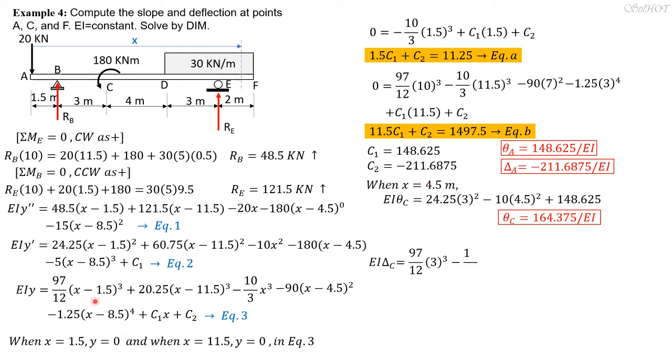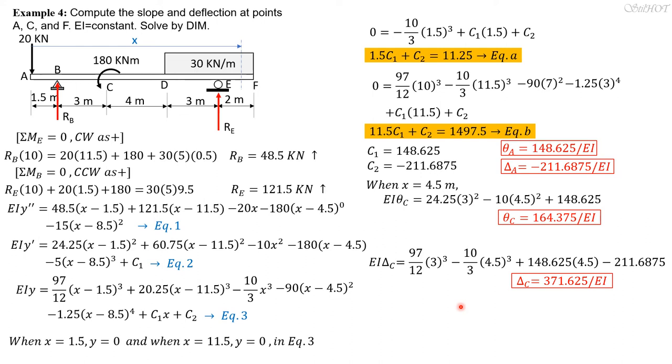When x is 4.5 in equation 3, we have 97 over 12 times 3 cubed, then ignore, minus 10 over 3 times 4.5 cubed, plus c sub 1, which is 148.625 times 4.5, and plus c sub 2, which is negative 211.6875. We can now compute delta C. Delta C is equal to 371.625 over EI, and it is positive.